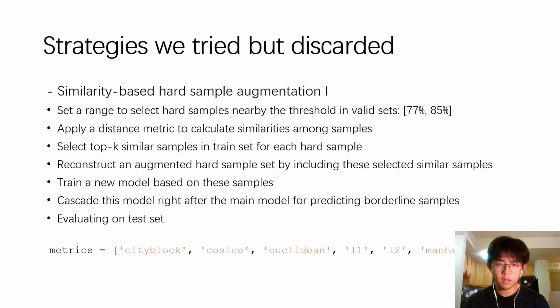And next, we tried two kinds of similarity-based hard sample augmentation. The first version is quite simple. Since the borderline samples in validation sets are too few, we choose some similar samples in the training set to extend the hard sample set. And we also tried many distance metrics here. However, this method still could not do well, maybe due to the overfitting problem.